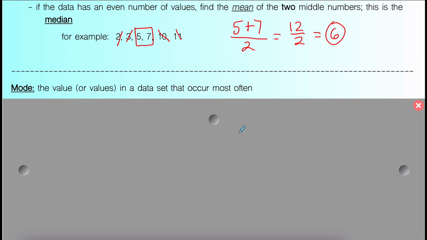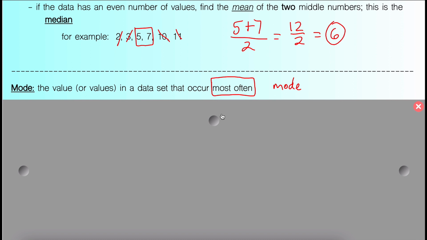This is the one that captures the data that occurs most often. I stress the word most. That's how I remember mode. Personally, I think mode, most often. So the mode means which number in your set of data is the one that occurs most often.